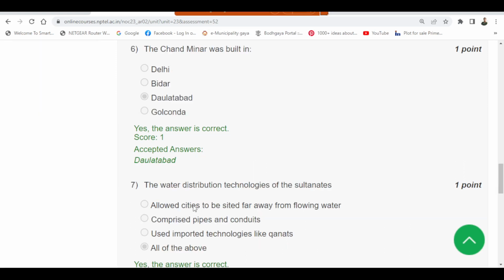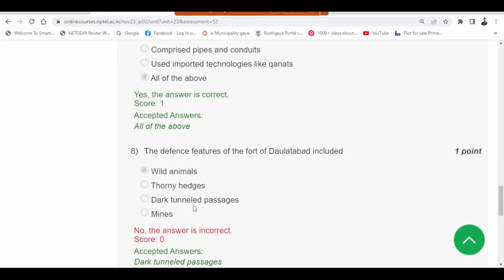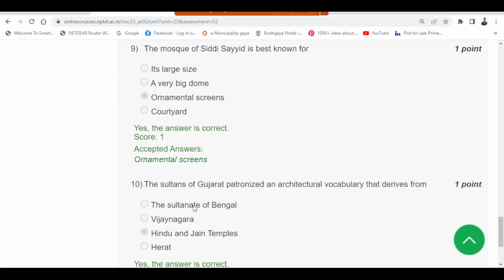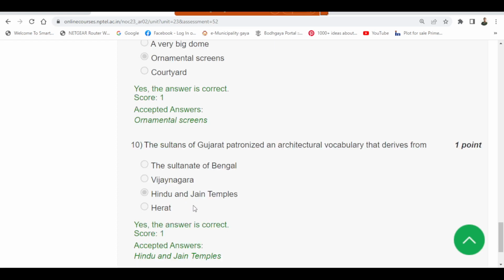It comprised pipes and conduits. It used imported technologies like qanats and allowed cities to be sited far away from flowing water, and used the principle of gravity for the transport of water for the water supply. The defense features of the fort of Daulatabad are dark tunnel passages, correct. The mosque of Siddhi Sayyid is best known for ornamental screens. The Sultan of Gujarat patronized an architectural vocabulary that derives from Hindu and Jain temples.